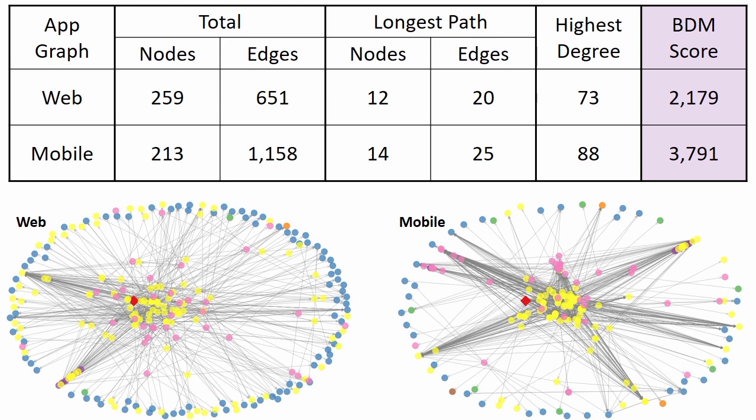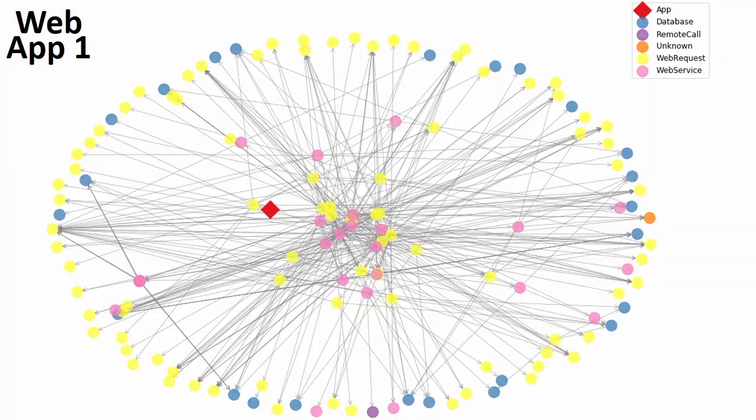This may lead you to believe that whichever graph has the most edges is the most complex, or the graph that has the node with the highest degree is more complex, or that mobile apps are more complex than web apps. But you cannot make generalizations like these, and that's where BDM comes in handy to determine a form of complexity. We'll look at one last comparison, this time between two real web apps.